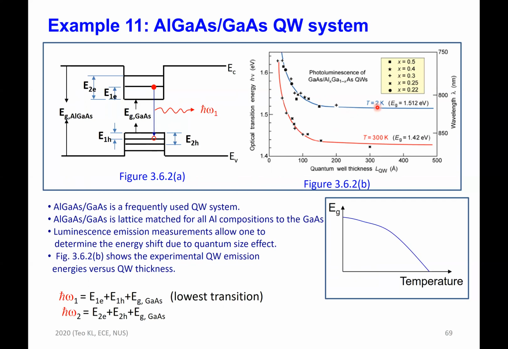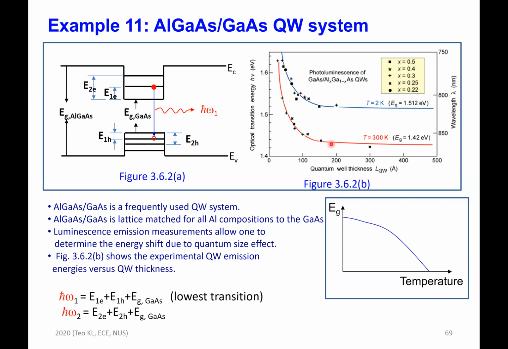Temperature at 2 Kelvin, this curve is always higher than this curve. The reason is because the band gap, remember, is temperature dependent. So as you go to lower temperature, of course, that will contribute to your transition energy. That causes the curve for the optical transition energy measured at 2 Kelvin to be higher than that of the curve measured at 300 Kelvin, because the band gap at low temperature is 1.512 for gallium arsenide, and band gap at 300 Kelvin is 1.42.